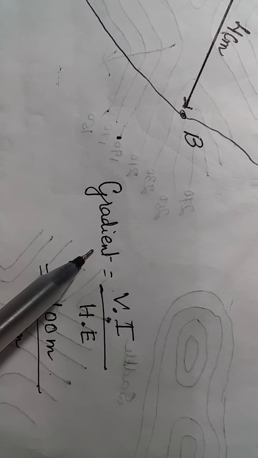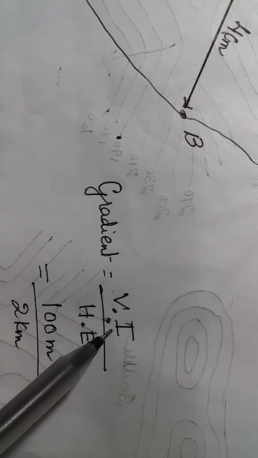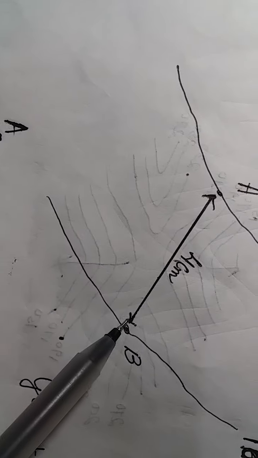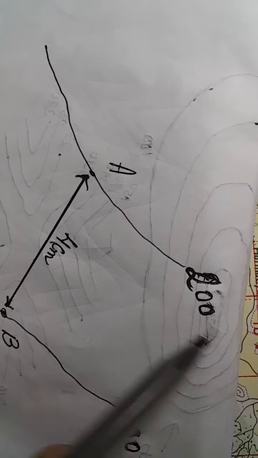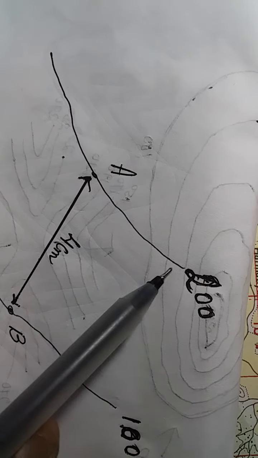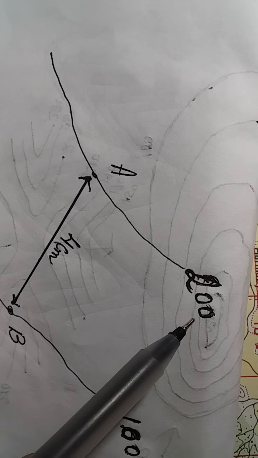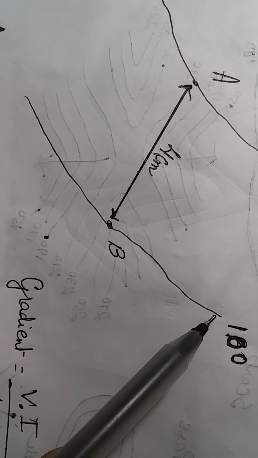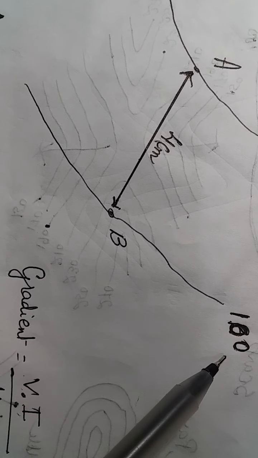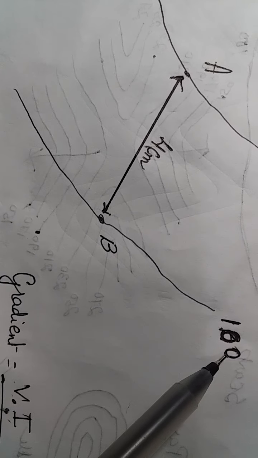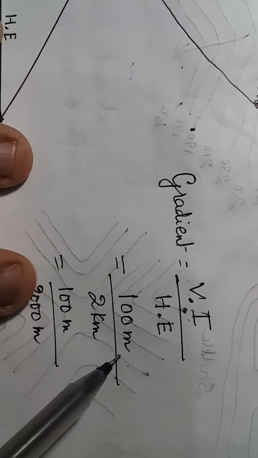And therefore, let us take the formula: gradient equals VI, vertical interval. So what is the difference in height between A and B? Let us consider the contour. A is at 200 meters and B is at 100 meters above the sea level. And therefore the difference will be 100 meters.